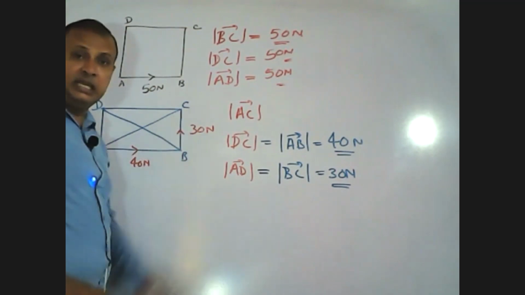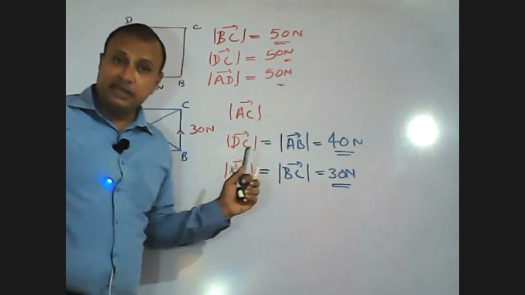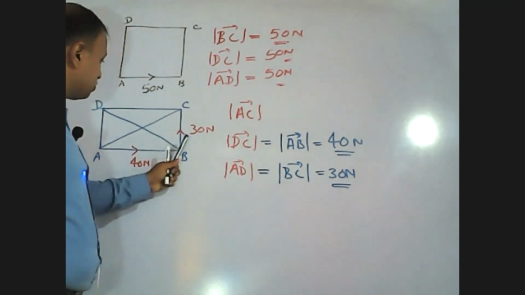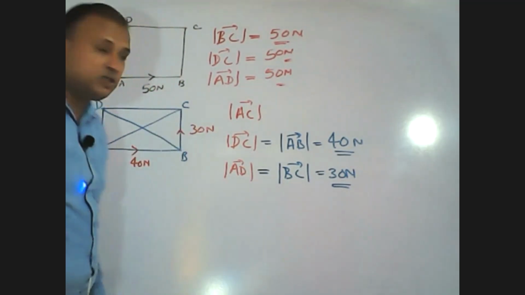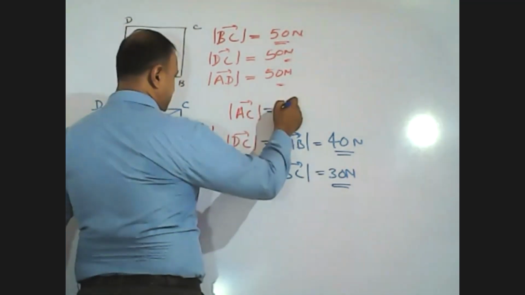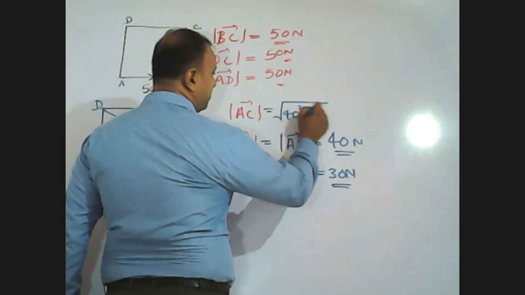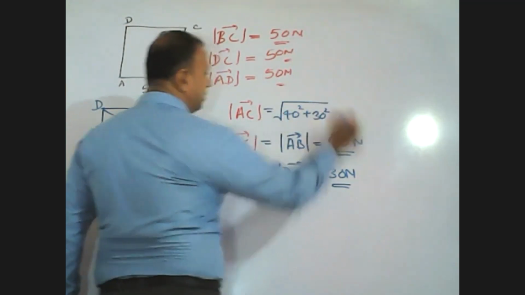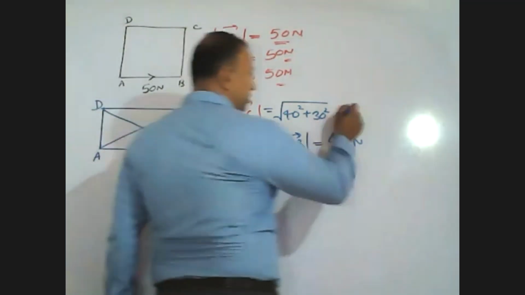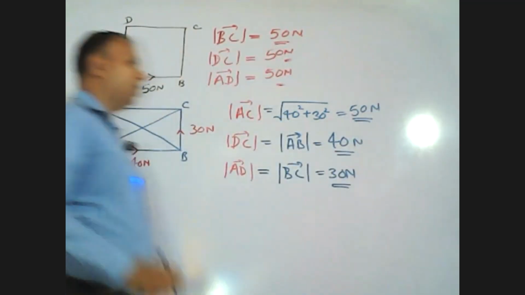To find AC, we can use the Pythagoras theorem. AC squared is equal to AB squared plus BC squared. AC is the square root of 40 squared plus 30 squared. That means 50. 50 Newton.